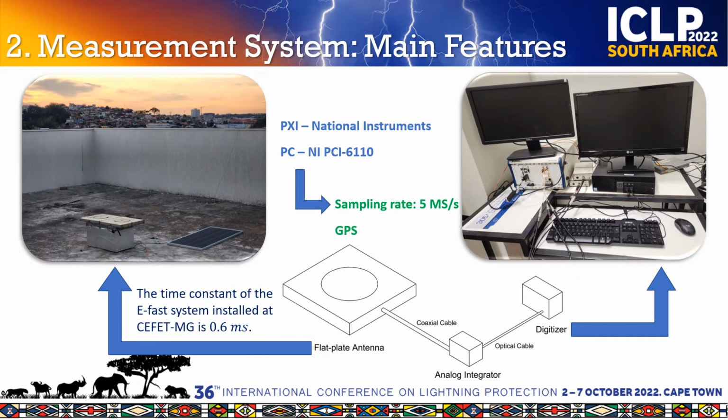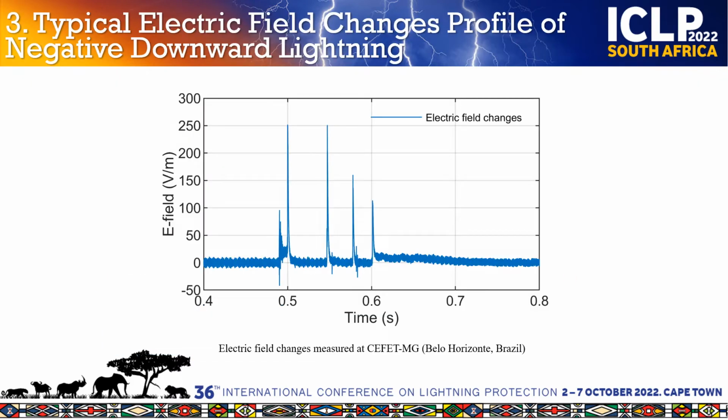This figure shows a typical profile of electric field changes of a negative downward lightning flash obtained with the measurement system illustrated previously. Note, these pulses here indicate fast electric field changes associated with return stroke currents. After the last pulse here, you can see a small offset component which is related with the continuous current of downward lightning. In this paper, the atmospheric sign convention will be used when referring to the electric field and its change. I mean, strokes that transfer negative charge to ground are considered negative strokes.